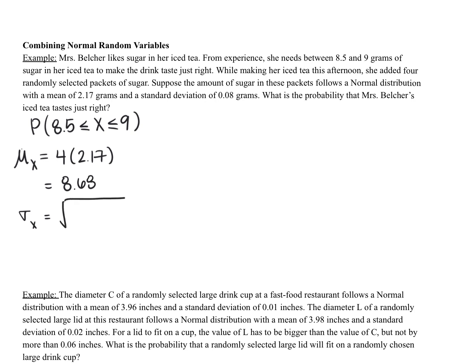Standard deviation is going to be slightly different. I have to do the square root of 4 times 0.08 squared. So I have to square my standard deviation and multiply it by 4, since I'm talking about 4 packets, and then I have to take the square root of it. So 4 times 0.08 squared is 0.0256.